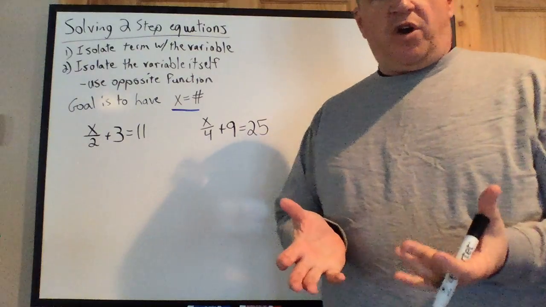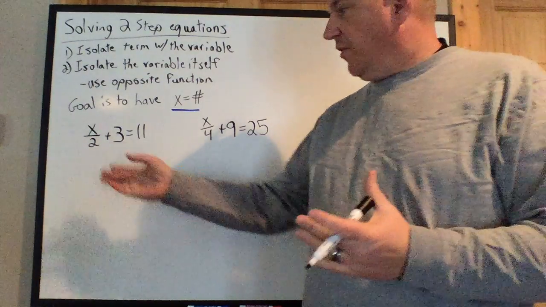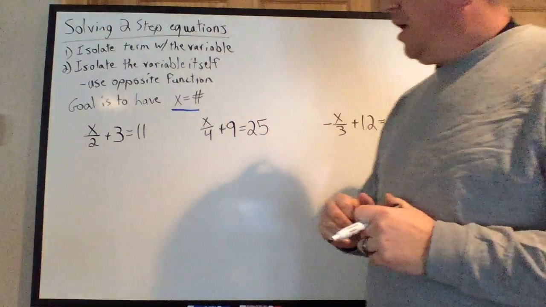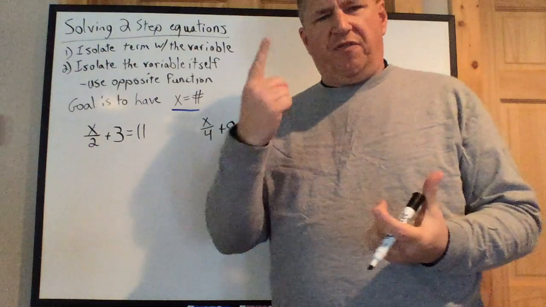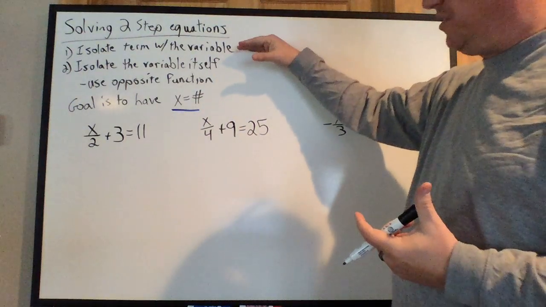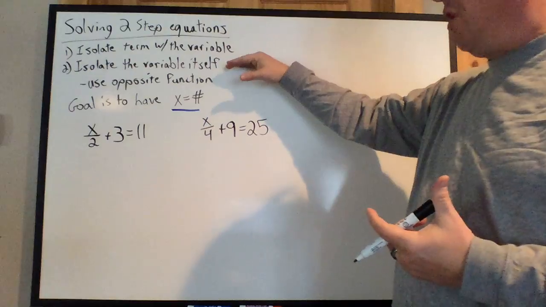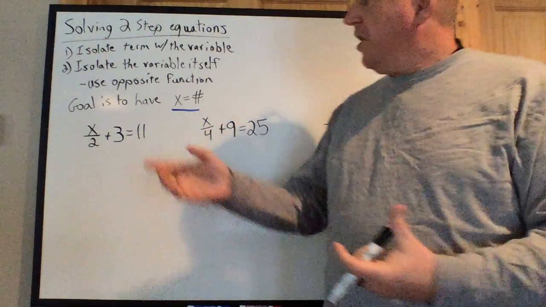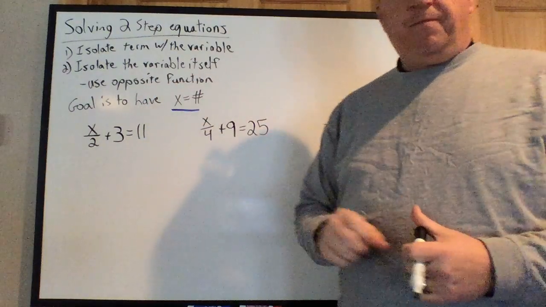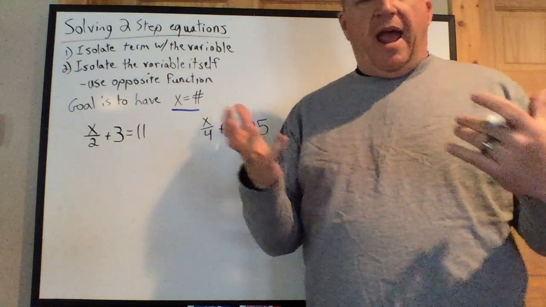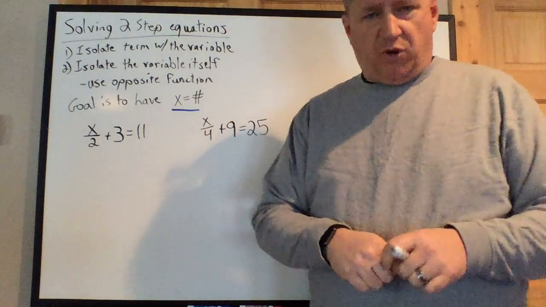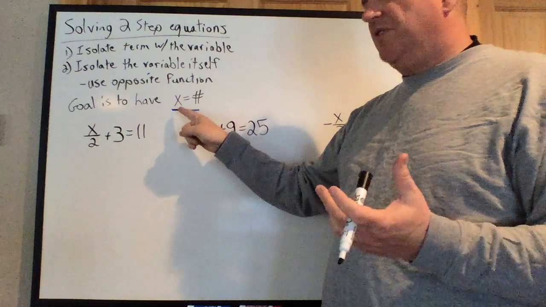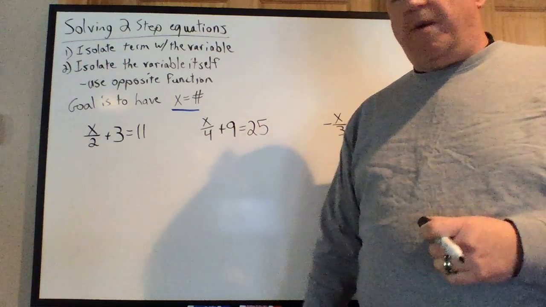In this video, we're going to talk about solving two-step equations where there is division and addition involved in the original equation. As we solve our two-step equations, our first step is always going to be to isolate the term with the variable in it, and the second step is always going to be to isolate the variable itself. We do both of those steps by using the opposite function, with the same number, as we try to undo what the problem is trying to show us.